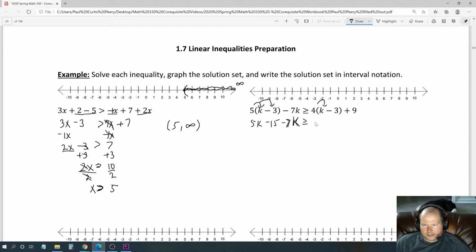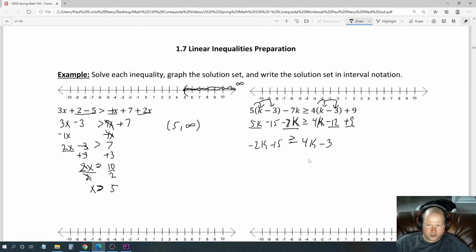We say 4 times k is 4k. We say 4 times negative 3 is negative 12 plus 9. After distribution, we combine like terms. 5k minus 7k is negative 2k minus 15, greater than or equal. Then we say we have a negative 12 plus 9, which gives me 4k. Negative 12 plus 9 is negative 3.